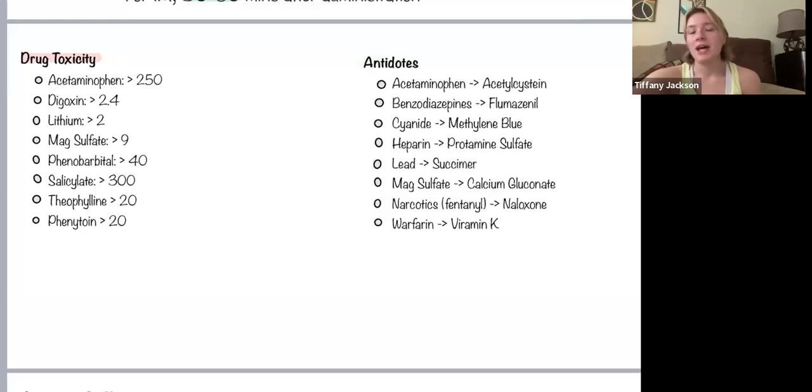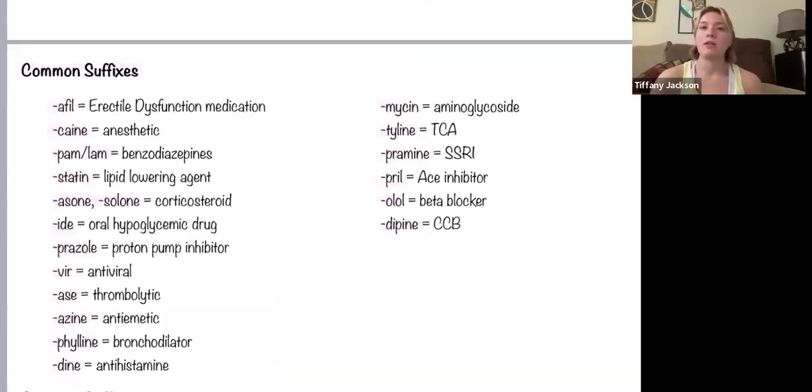And here I just added a little slide for you guys. This is common suffixes, pretty self-explanatory, but it helps you kind of know, based on how the medication is spelled, it can give us a good idea of what the purpose of the medication is.